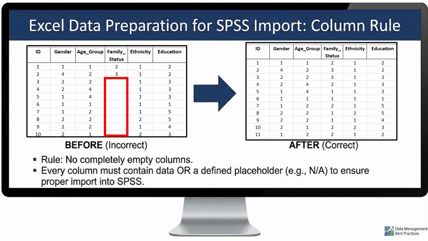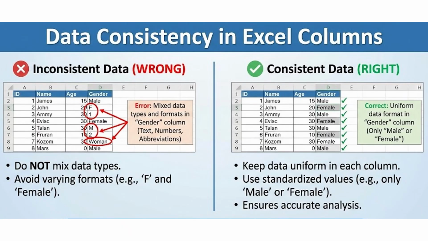Make sure there are no completely empty columns. Every column should either have data or a clear purpose. Finally, keep the data consistent in each column. For example, in the gender column, only put male or female. Don't mix numbers or text. If you follow these steps, SPSS will read your data correctly and the import will go smoothly.